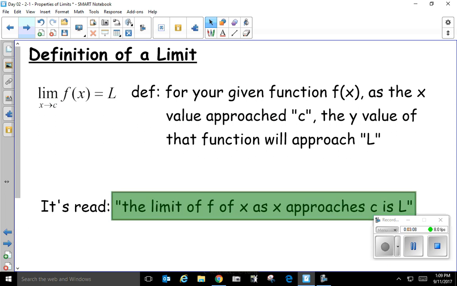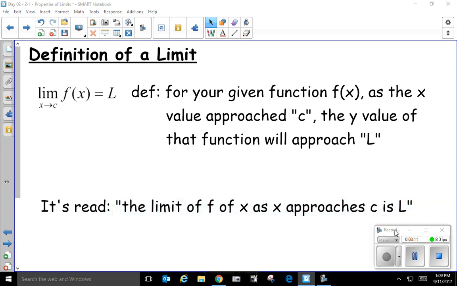I say the limit of f of x as x approaches c is L. So in our case with the numbers, if I were to put a 7 here and a 21 there, I would say the limit of f of x as x approaches 7 is 21. Okay? And there you go. So it's not too crazy. This is more the definition. It's more important that you know how to say it, because once we get numbers in there, you'll understand it a little bit better at this point.